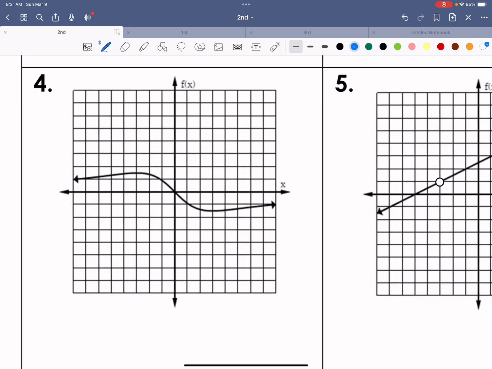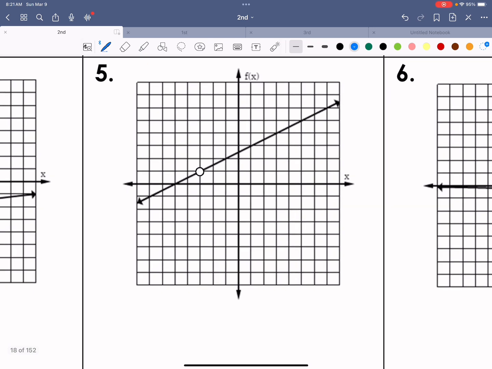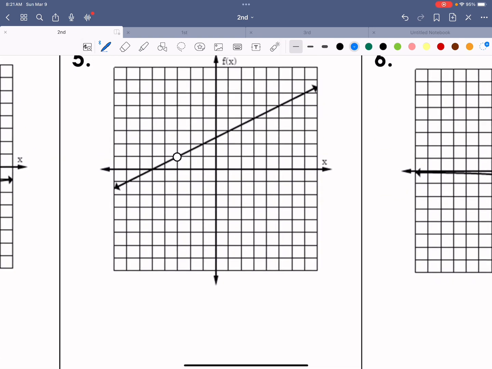Okay, let's look at number 4. This graph continues all the way from left to right, so all we have to do is put yes. It is continuous. All right, number 5. Where does this line not continue? Right here. There's a hole. So this is going to be no. And what kind is it? Well, it's a removable. And it is at what? X equals 1, 2, 3, -3.